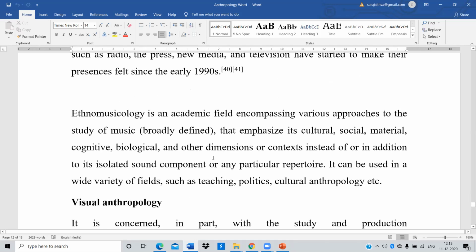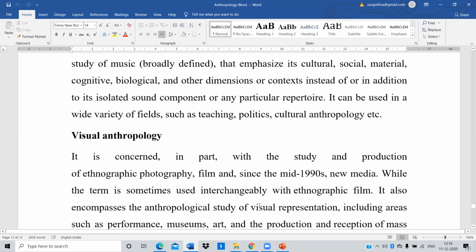We have also ethnomusicology. This is an academic field encompassing various approaches to the study of music that emphasize its cultural, social, material, cognitive, biological, and other dimensions or contexts instead of or in addition to its isolated sound component or any particular repertoire. It can be used in a wide variety of fields such as teaching, politics, cultural anthropology, etc.